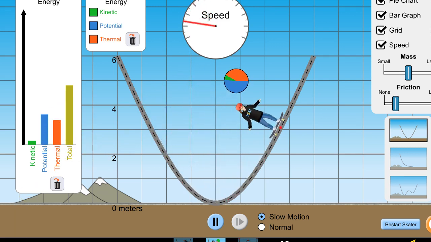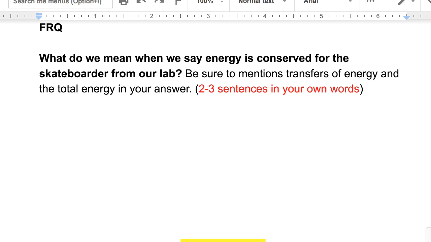So now is when I'd like you to pause the video and take a look at our free response question. What do we mean when we say energy is conserved for the skateboarder from our lab? So you should mention transfers of energy, and the total energy should be included in your answer, which doesn't need to be more than 2 to 3 sentences, but must be in your own words, and should be based on our lab. So pause now and answer the free response.